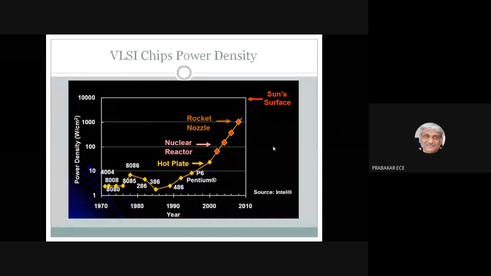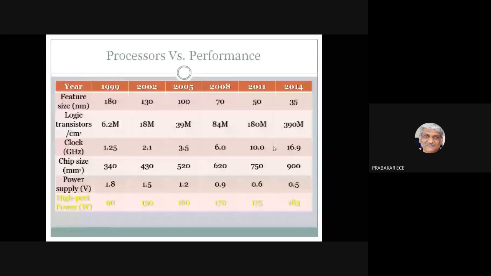And here again, this data may be a good old one, right? Maybe up to 2014 it's available here. It gives an idea about the feature size in nanometers and the density of logic transistors, we can say. In 1999, it is 6.2 million per square centimeter, and in 2014, it was 390 million, right?